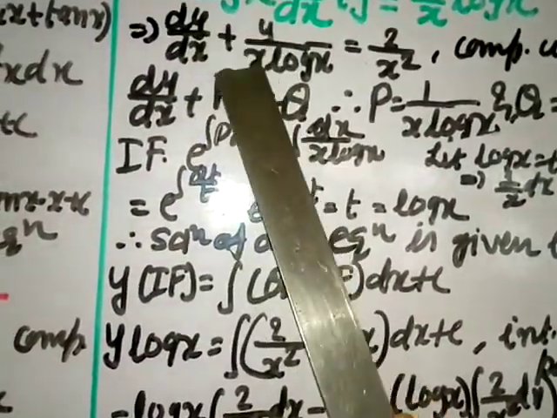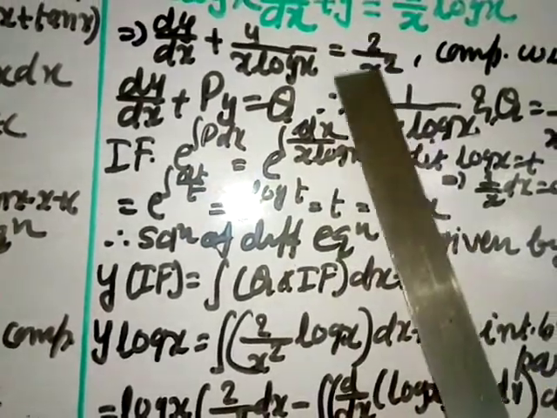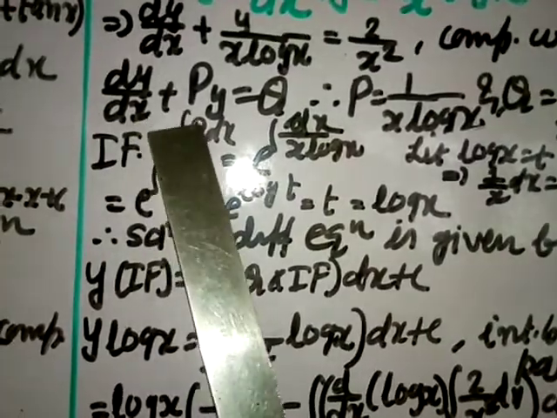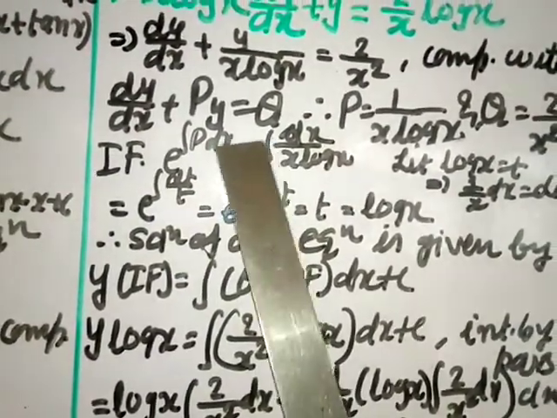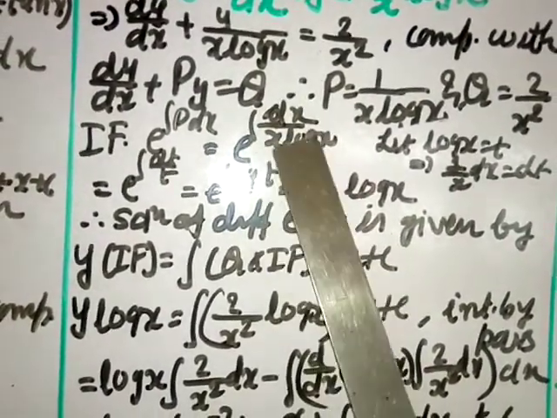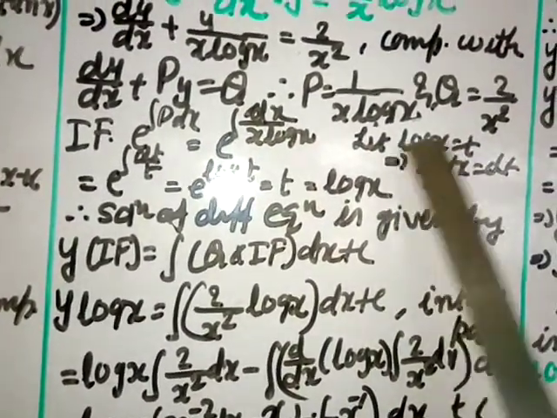So p value is 1 by x log x and q value is 2 by x square. I have written here. Now integrating factor is e power integral p dx. E power integral p is 1 by x log x, so dx divided by x log x. Here I will use substitution. So log x I will take as t and differentiate. So 1 by x dx equal to dt. So dx by x will take as a dt and log x as a t.